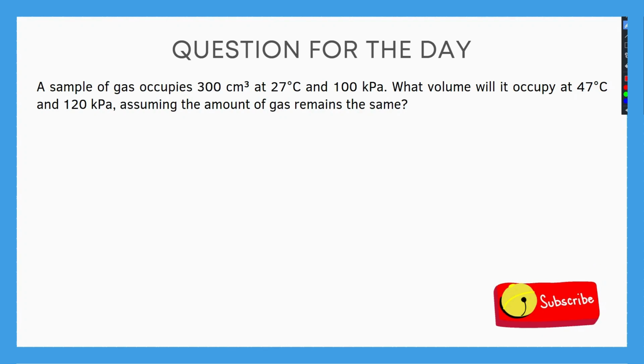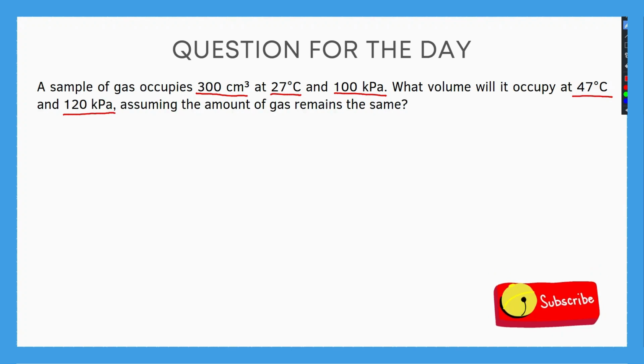Now, on the screen right now, we have a question that's saying: a sample of gas occupies 300 centimeter cube at 27 degrees Celsius and 100 kilopascals. What volume will it occupy at 47 degrees Celsius and 120 kilopascals, assuming the amount of gas remains the same?